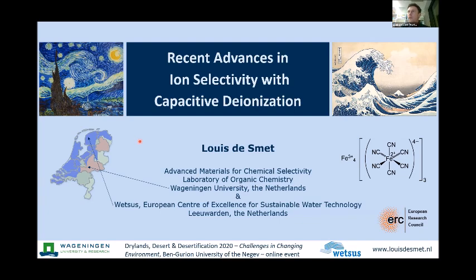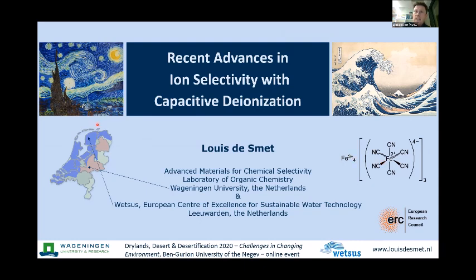Yes, okay, thank you. So what you see on this slide, apart from my name and the title, is two pieces of art that contain a pigment, a blue pigment, PBA based. So that is the structure here on the right. It's Prussian blue. It's iron hexacyanoferrate, and I will talk more about that because you can not only use it to make nice art, but also to remove ions from water, the topic of today.